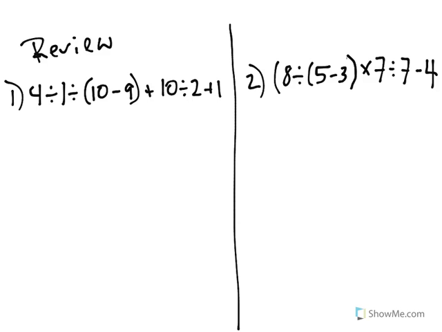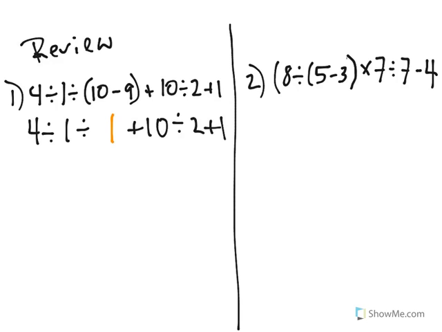Okay, so let's take a look at number one. The first thing we need to do for number one, we see 10 minus 9 inside parentheses, so that becomes the first thing we have to do. 10 minus 9 is obviously 1. So now we're going to carry down everything else that we have here.